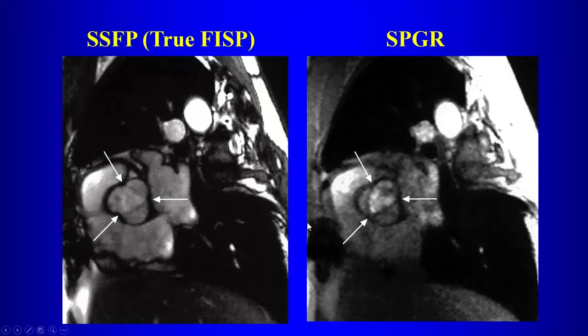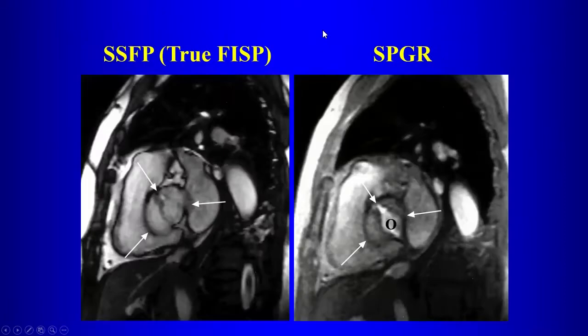But where the spoiled grass sequences might be more useful is when actually looking at the morphology of the valve, or to actually evaluate the valve. So your SSFP sequences, although usually they're good enough to look at the morphology of the valve, these spoiled grass sequences might sometimes give you better images in terms of the morphology or the anatomy of the valve compared to the background blood pool. So that is one area where you might use these if for some reason your SSFP images aren't giving you good enough images of the valve itself.